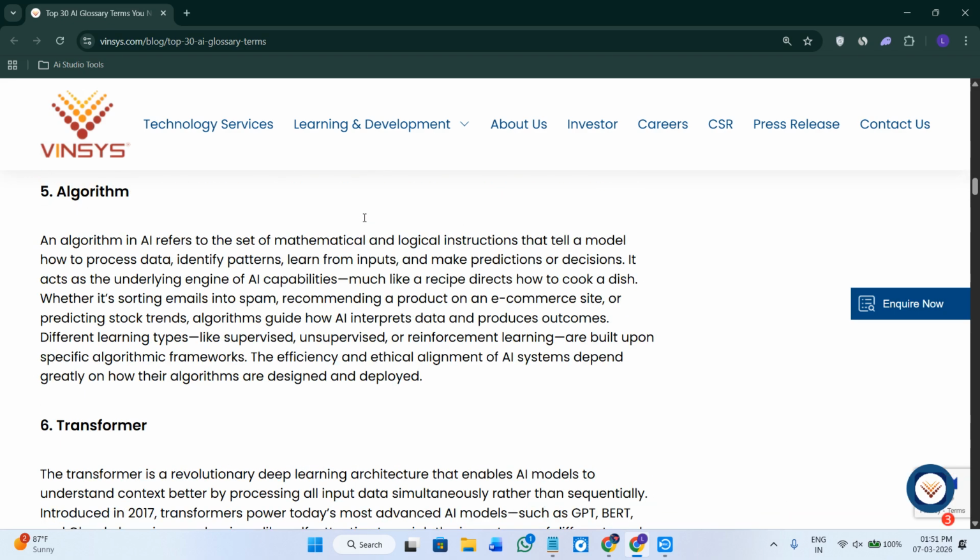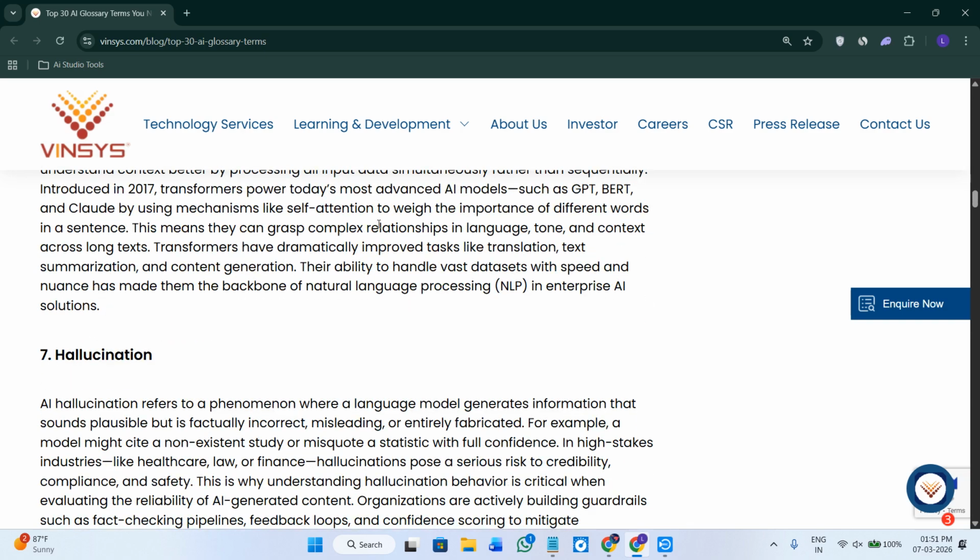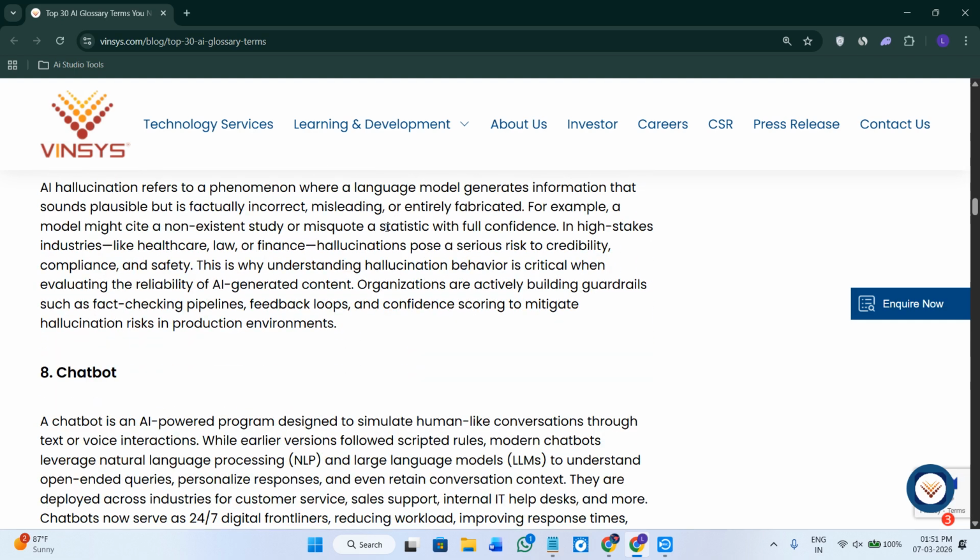You might also have heard about training data. So this is the information used to teach an AI how to recognize patterns and perform certain tasks. Another useful term is called fine tuning. So fine tuning means adjusting a trained AI model with additional data so that it performs better for specific tasks.